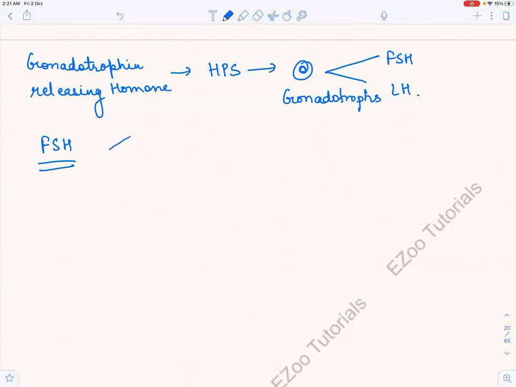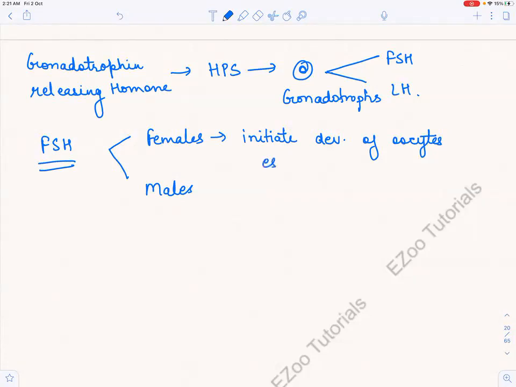What will follicle stimulating hormone do in females and what will it do in males? So first let's see what it will do in the female. It will initiate development of oocytes, right? And it induces the secretion of estrogen. Okay? And in male, it will do what? It will stimulate the testes to produce what? To produce sperm, right? And what will the luteinizing hormone do?